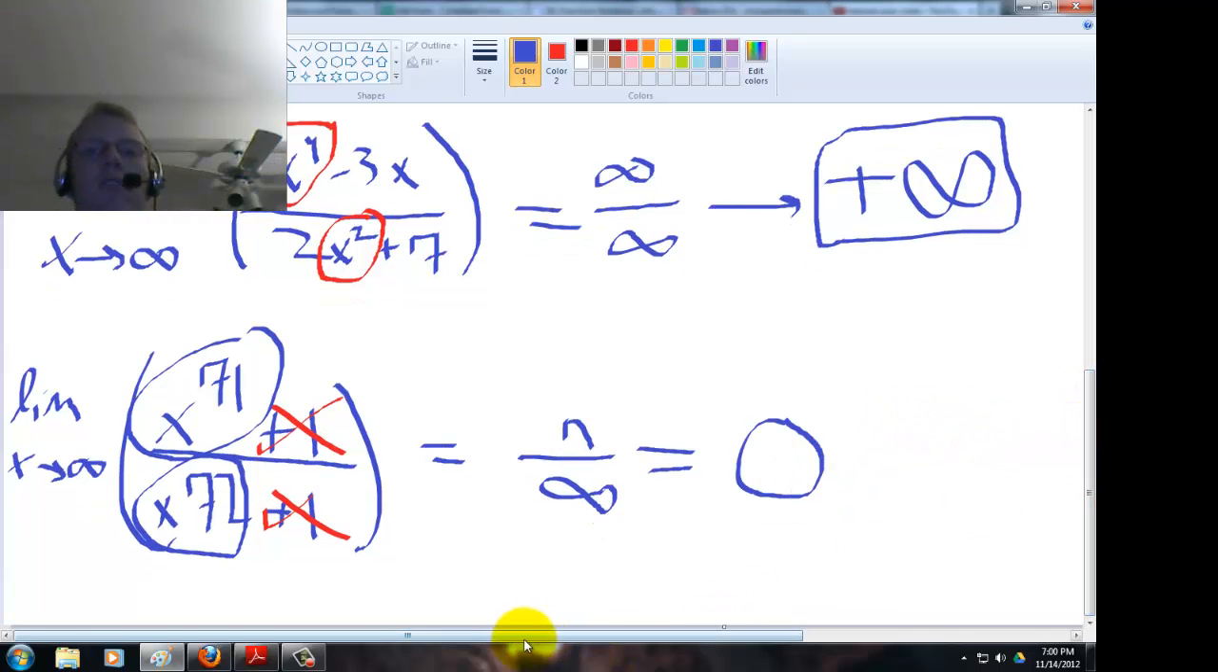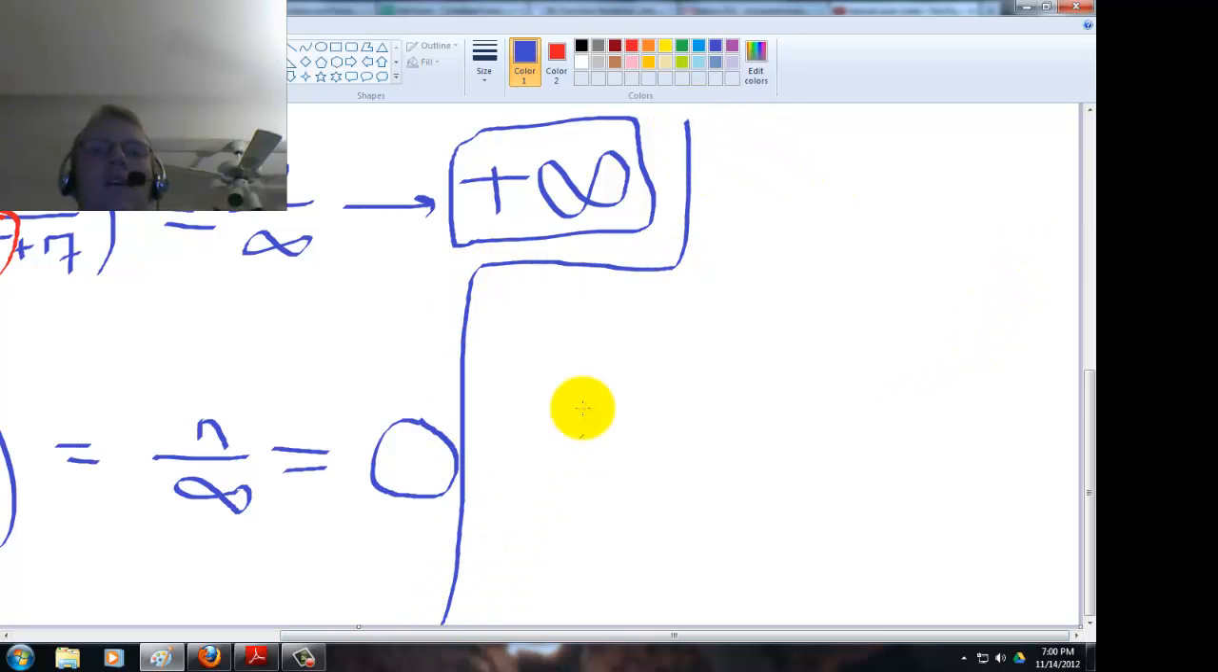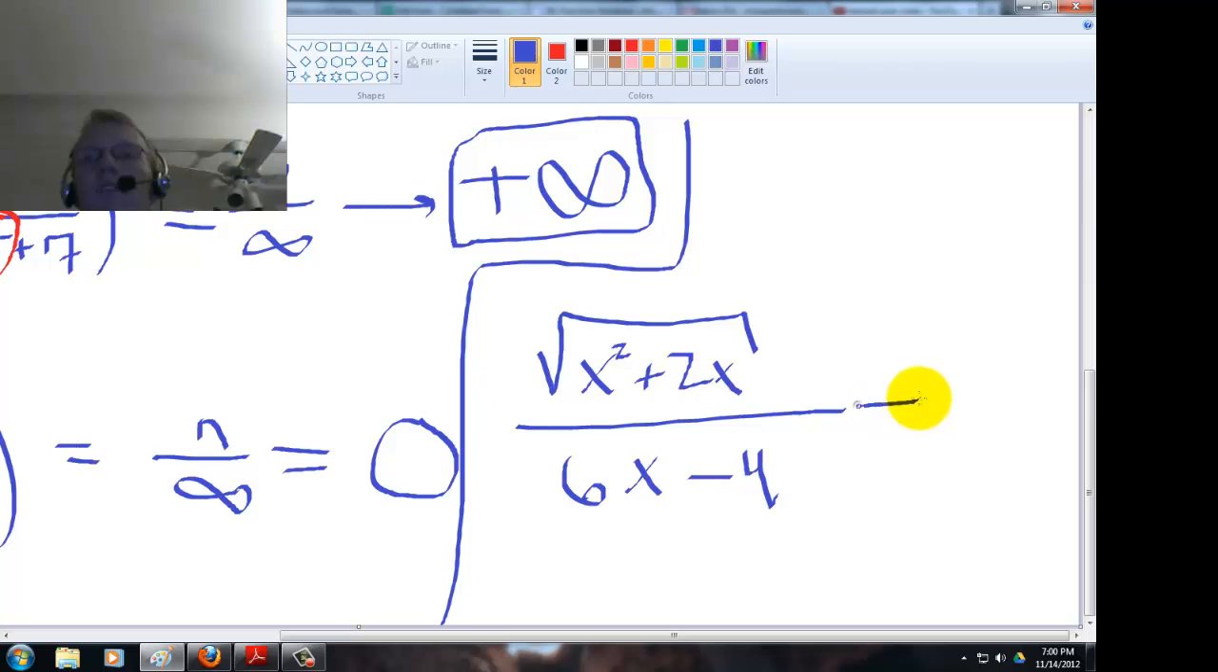Okay, but you can also have a little more fun or tricky problems. So let me make a little space right here. You can have cool things like the square root of x squared plus 2x over 6x minus 4. Okay, what do you do in this case? Well, this requires you to be a little clever.